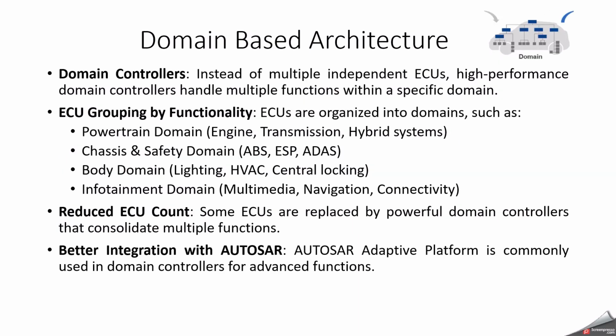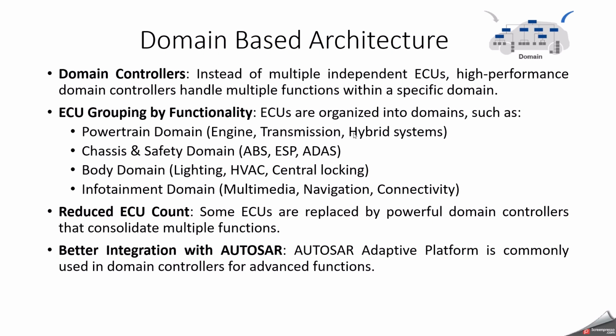The next one is domain based architecture. In the domain based architecture, everything is grouped as a domain, for example a logical grouping of ECUs into domains, so the number of ECUs is reduced. What are the advantages of domain based architecture? Fewer ECUs, reducing complexity and weight, and performance is improved. Communication is also simpler here, because high-speed Ethernet connects domain controllers efficiently, and security and safety are also improved.